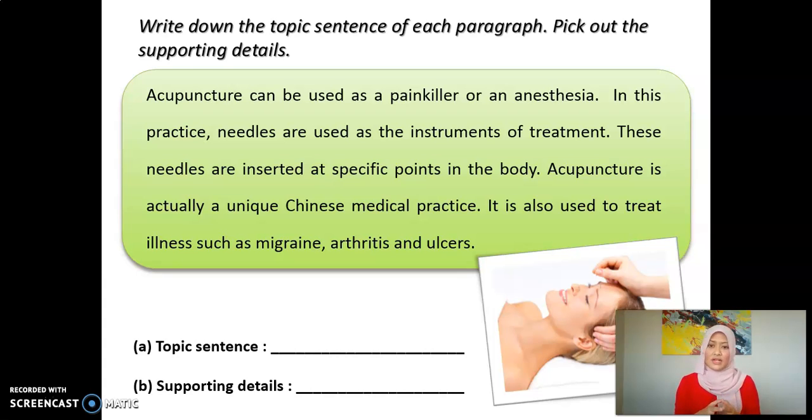You need to identify the topic sentence as well as its supporting details. Ready? Shall we try it together? Acupuncture can be used as a painkiller or an anesthesia. In this practice, needles are used as the instruments of treatment. These needles are inserted at specific points in the body. Acupuncture is actually a unique Chinese medical practice. It is also used to treat illnesses such as migraine, arthritis, and ulcers.